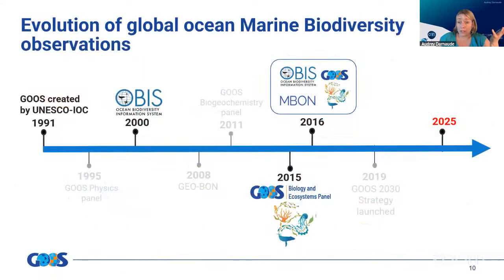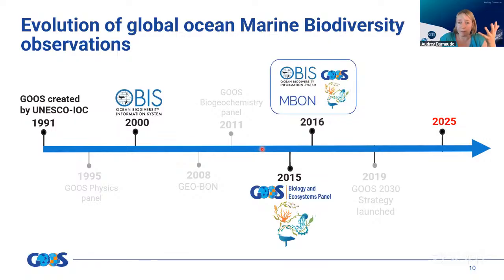As Frank was mentioning earlier, in the case of the BioEco panel, we also have formed a key alliance with MBON and with the Ocean Biodiversity Information System, OBIS, to optimize the integration and sharing of marine biodiversity observation and data. And the reason for it is that, in fact, even if GOOS was created by the IOC-UNESCO more than 30 years ago, its biology and ecosystem panel was actually the last one to be launched only 10 years ago in 2015. And so by then, OBIS was already 15 years old.